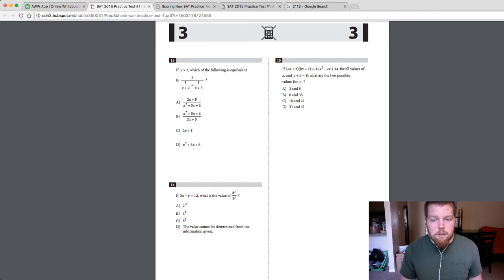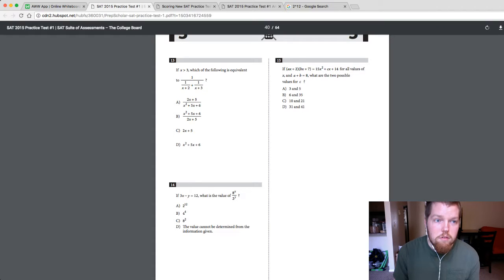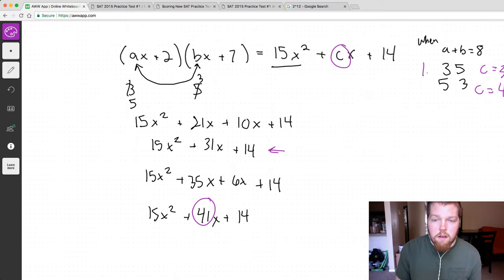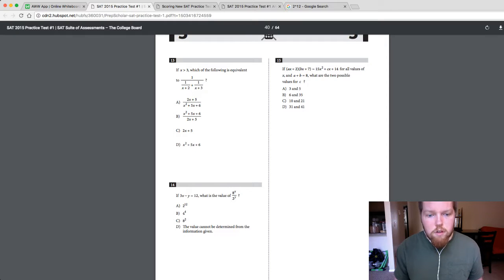So the biggest thing here is you need to know how to complete the FOIL method for multiplication. And then you also need to know that when your first two terms multiply together, you need to get this result here. And then you need to brainstorm, all right, what two numbers add up to this number and also multiply to be this number. And then you just had to execute the FOIL method 2 times successfully to get your 31 and your 41. That's it. All right, moving on.